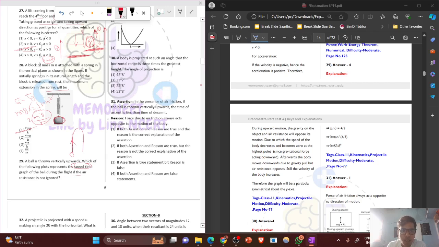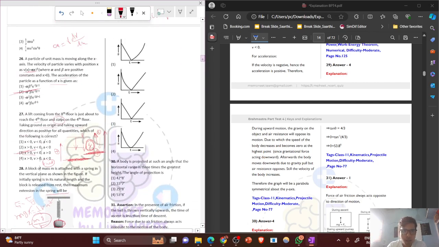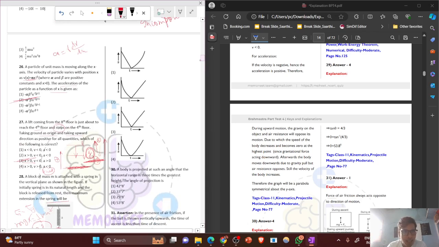First, the speed will decrease, then the speed will increase. So both are positive. But is the speed decreasing or increasing in a constant manner? All graphs represent the speed decreasing and then increasing, but you need to understand it. It is asking for the speed time graph.